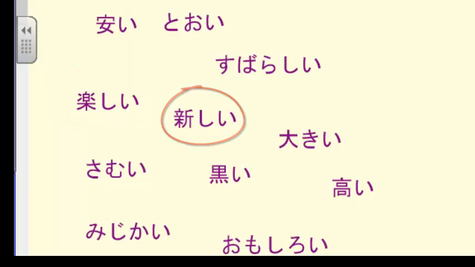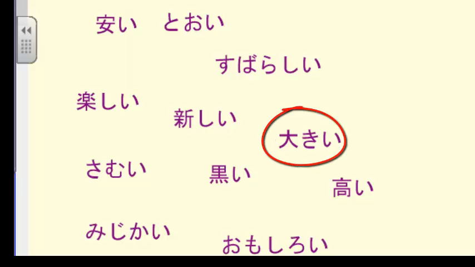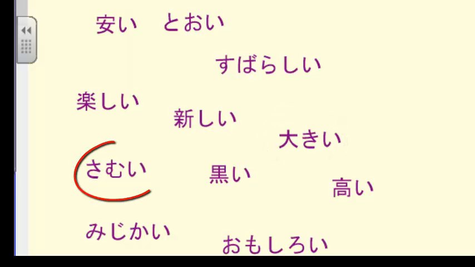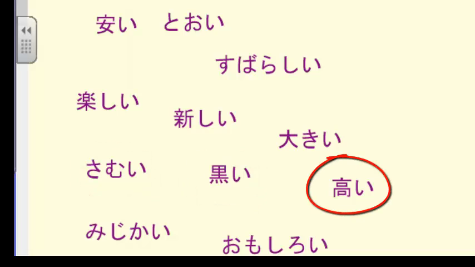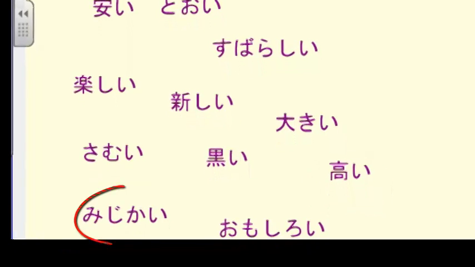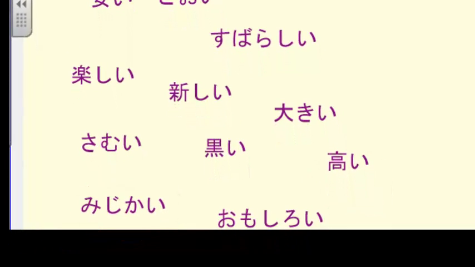Atarashii, new. Ookii, big. Samui, cold. Kuroi, black. Takai, tall or expensive. Mijikai, short. Omoshiroi, interesting. Now you'll notice that i adjectives have one thing in common. They all end in the letter i. i, i. Now they have to have an independent i at the end.